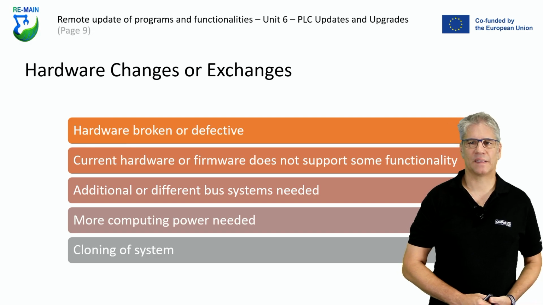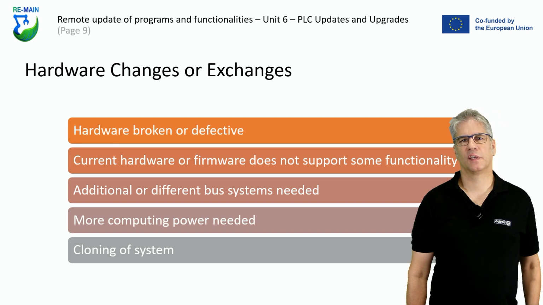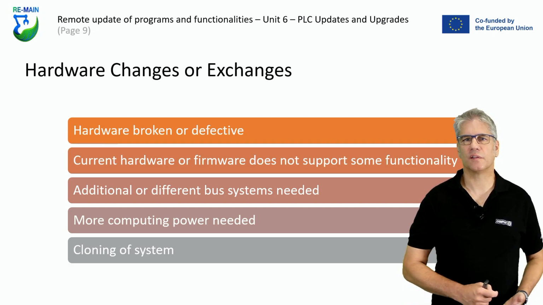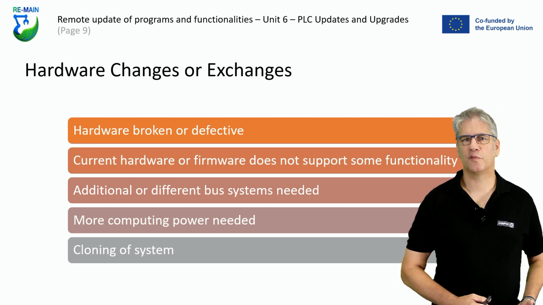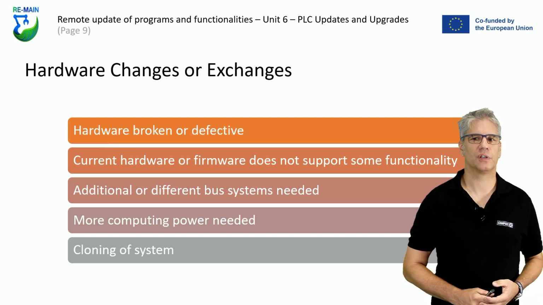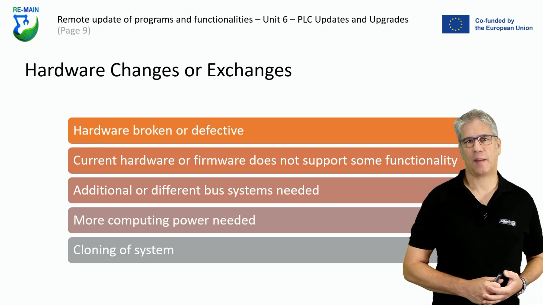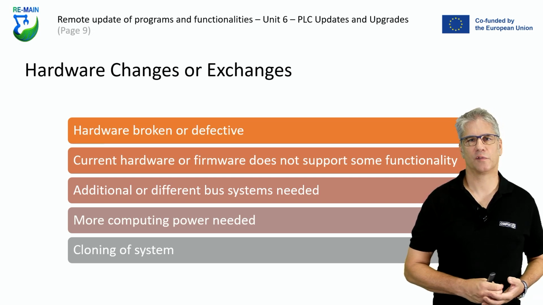It also could happen that the current hardware or firmware doesn't support some functionalities, which means we want to connect, for example, to another system which was not connected before, and when we want to do that, we find out that the hardware does not support this functionality. Same is true for additional bus systems. If we want to add new bus systems and they're not supported by the current hardware, we of course have to change the hardware. And very often it happens that computing power is not sufficient on the current system. That's why we have to change it.